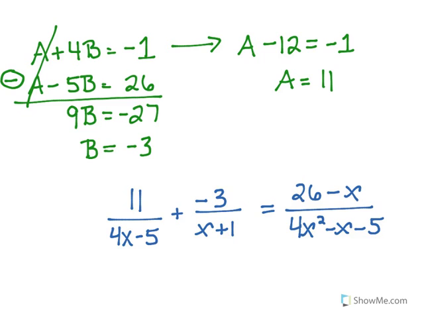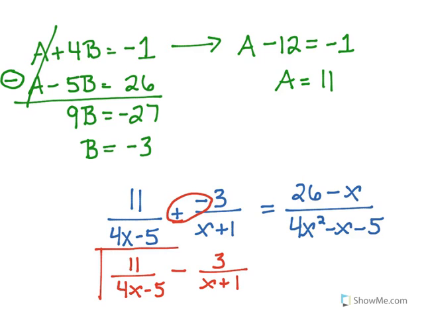One thing I want to point out, plus a negative, if you wrote that, I'd probably be okay with it, but I would prefer that you write it as 11 over 4x minus 5 minus 3 over x plus 1. So this would be your final answer for the decomposition. That's it.